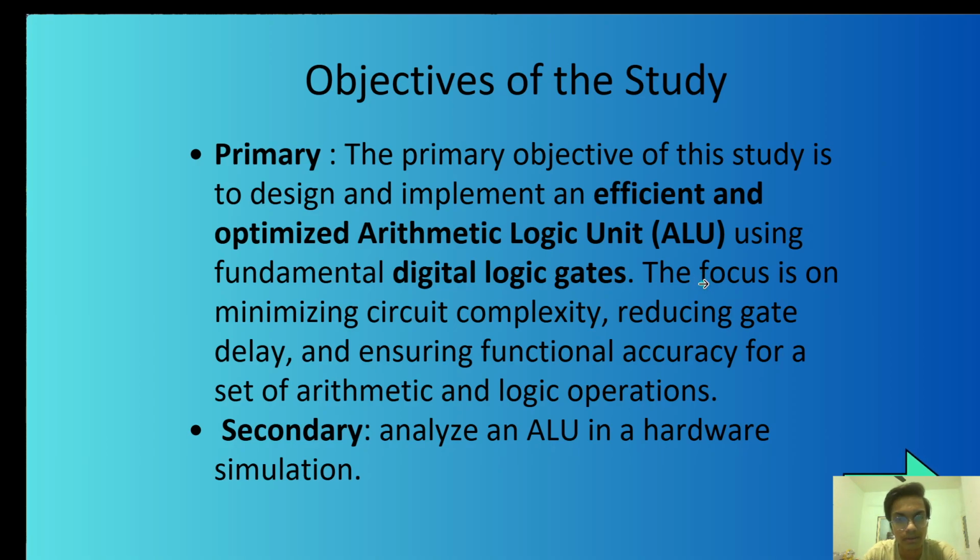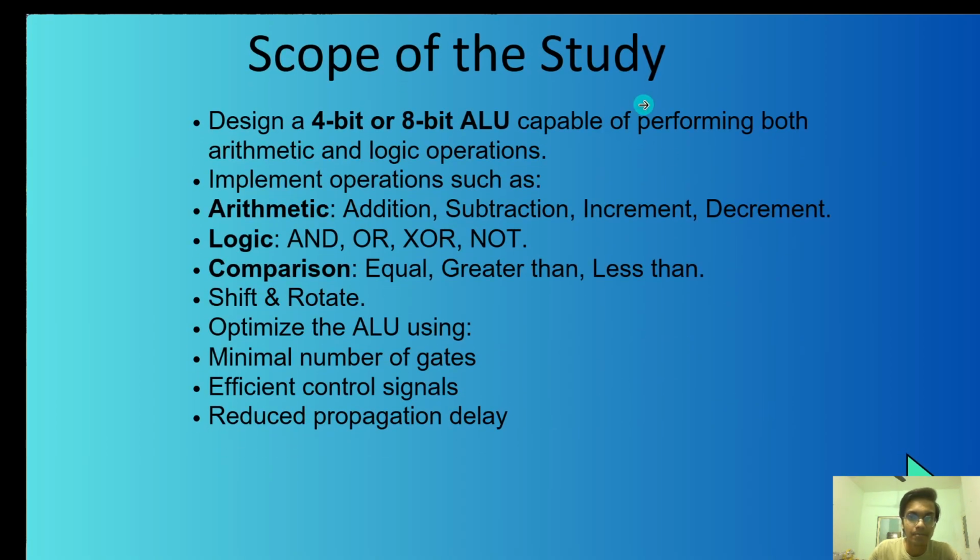The primary objective of this study is to make an effective and optimized ALU using fundamental digital logic units, logic gates. So the main aim would be reducing the complexity of the circuit and the delay. As there is addition, subtraction, and all the processes going on, there will be delay, and we will see how we can optimize it and make it less delay. Secondly, we will analyze it in a hardware form. It uses FPGA and others. I will show later.